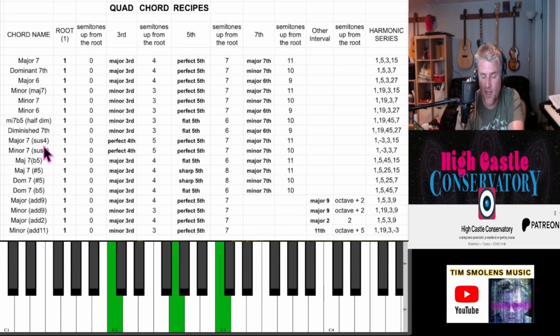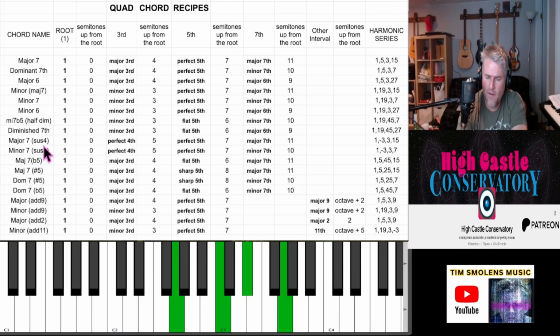This is a different voicing. There's the root again, the minor 3rd, and then the 11. And listen to the color that has compared to a normal minor, now with the add 11.